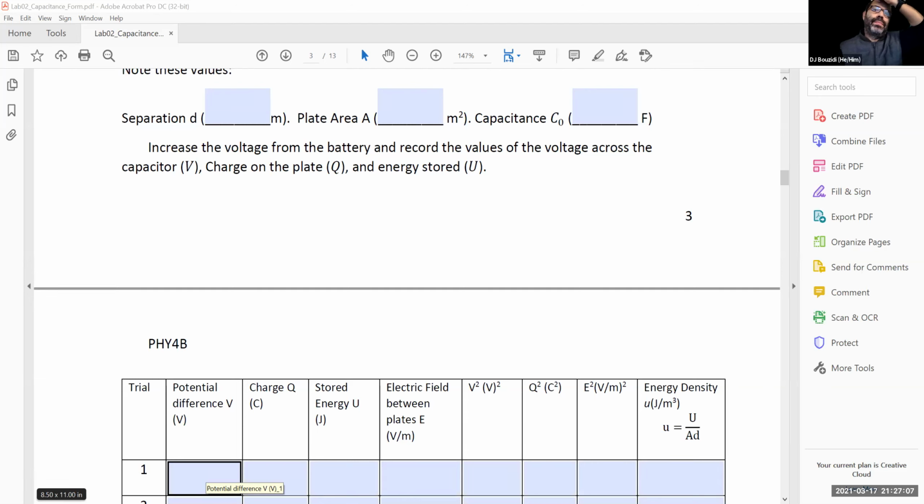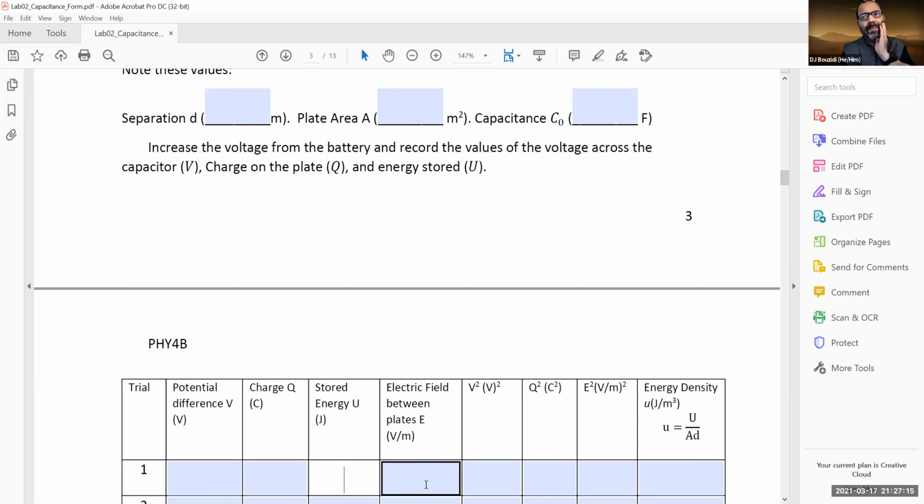Share this table. So remember, the voltmeter will give you the voltage. The charge is there when you display it. The stored energy is also there when you display it. The electric field is just that voltage divided by that 5 millimeter, the separation between them. Now you square this value and plug it in here. You square this charge and plug it in there. You square this electric field and plug it in there.